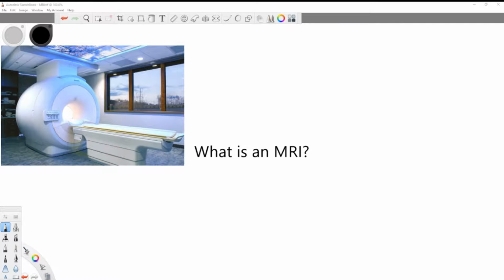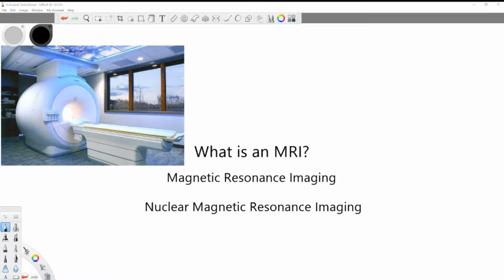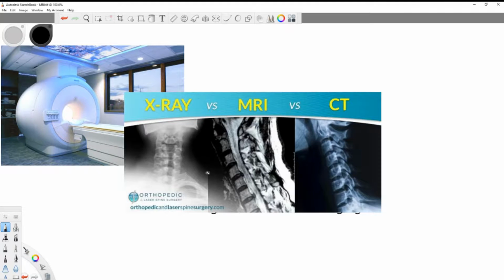What is an MRI? MRI is an acronym for magnetic resonance imaging, which also used to be called nuclear magnetic resonance imaging, and it is a scanning technique used in hospitals to create highly detailed photos of body regions that cannot be produced by scanning means such as X-rays or CT scans.